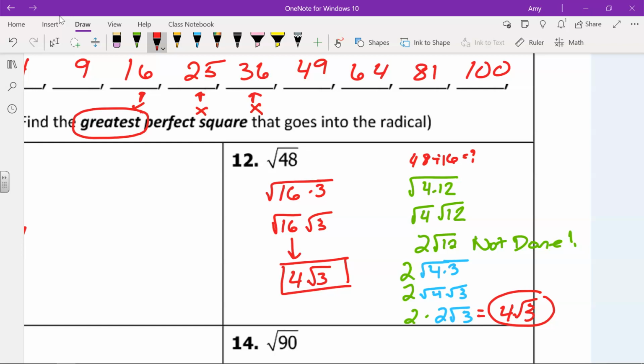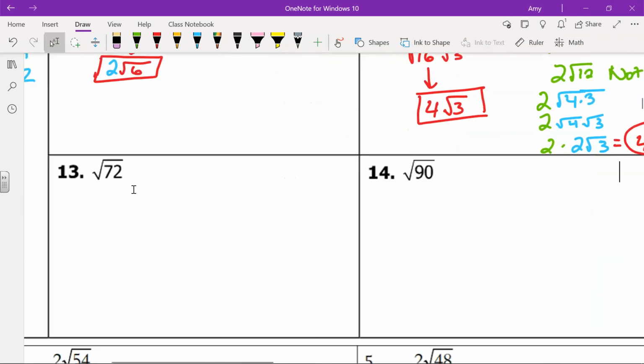The issue is you do have to check, once you get to your answer, are there any more perfect square factors that go into my value? Any numbers that you get outside of your radical, you multiply them together.